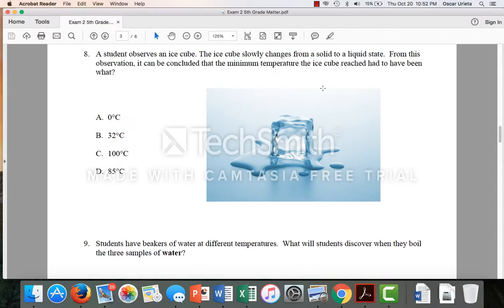Question number 8. A student observes an ice cube. The ice cube slowly changes from a solid to a liquid state. From this observation, it can be concluded that the minimum temperature the ice cube reached had to have been what? A. 0 Celsius. B. 32 Celsius. C. 100 Celsius. D. 85 Celsius. Pause it and answer your question.